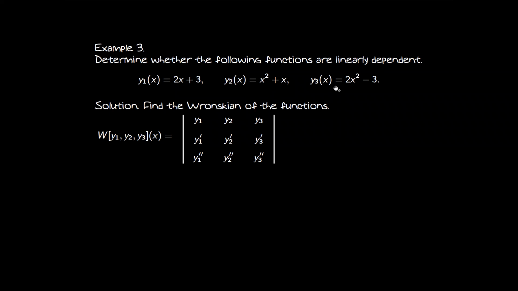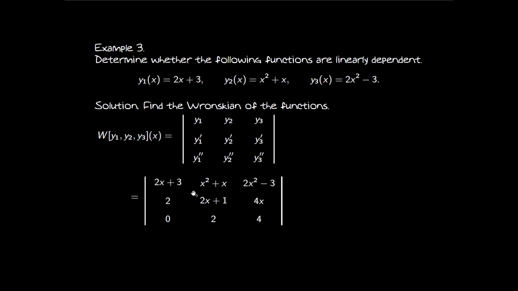We have polynomials for these functions, so the derivatives are pretty straightforward. These are the functions, and the first derivative of the first one is going to be 2, and the second derivative, for a constant, is going to be 0.